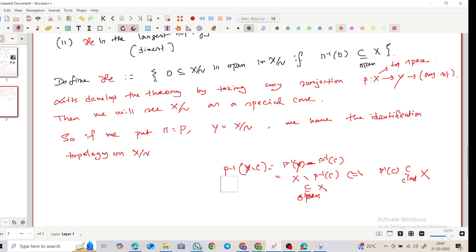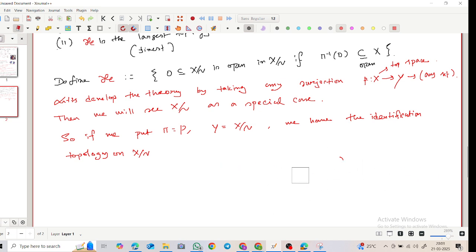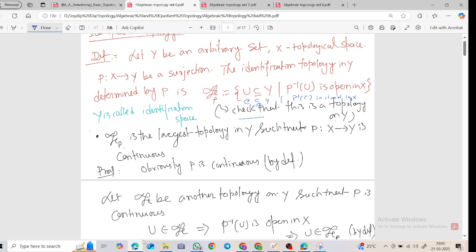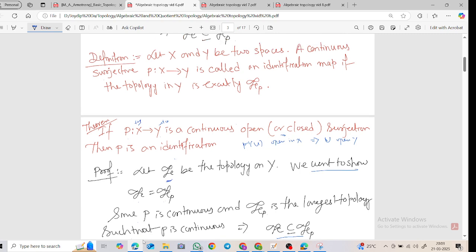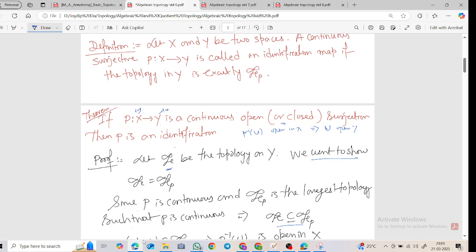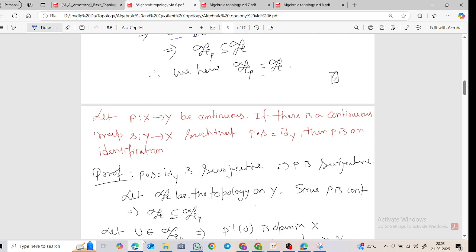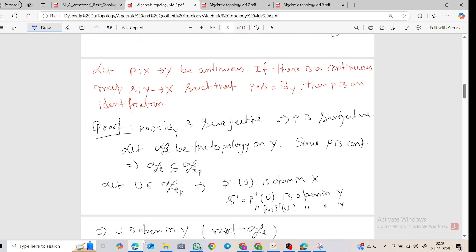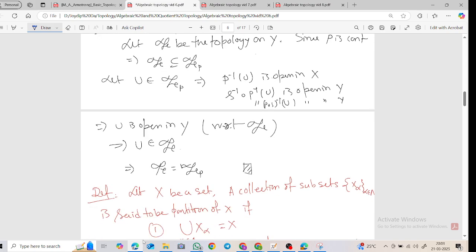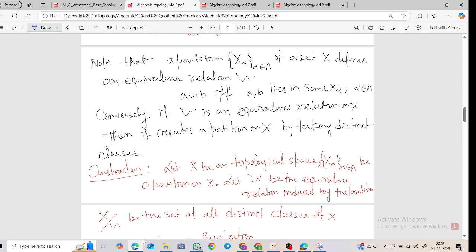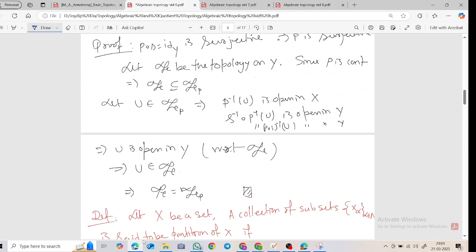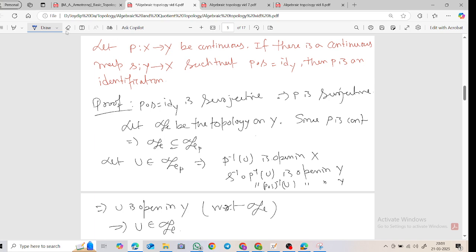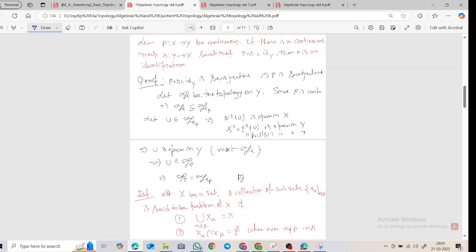So defining it in terms of closed sets will give you the exact same topology. Okay? This is the construction I have just told you. Now let's do this. This is a very important result, I feel.